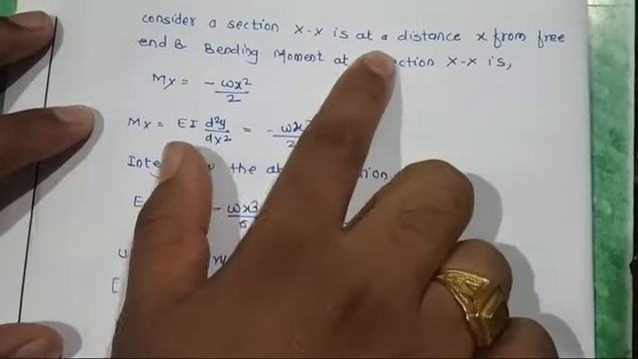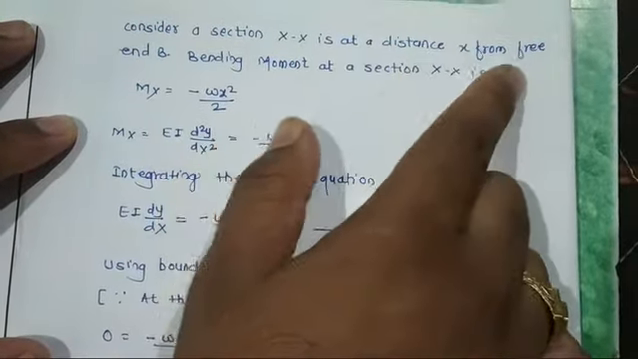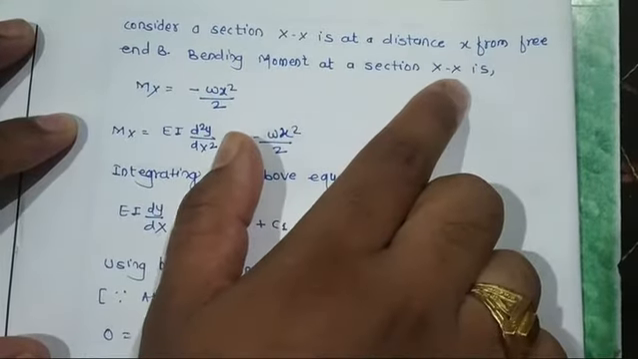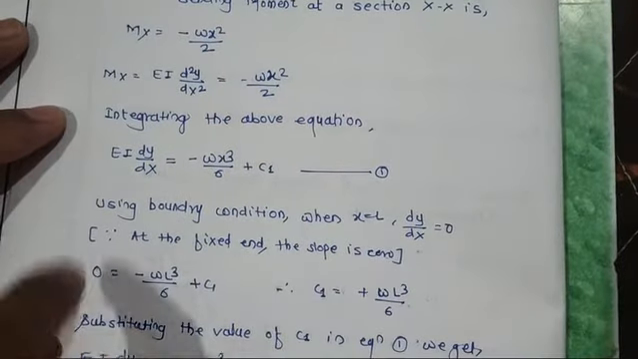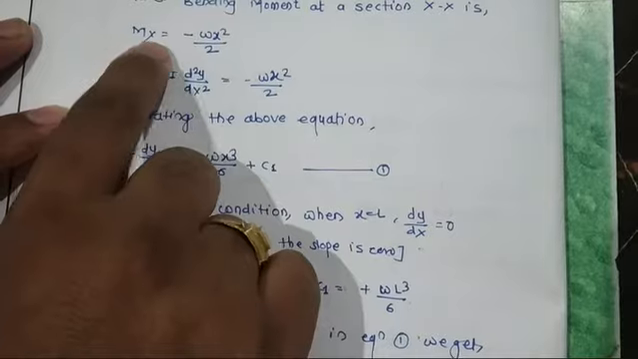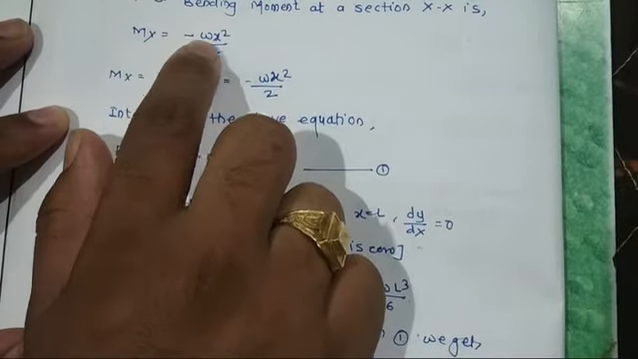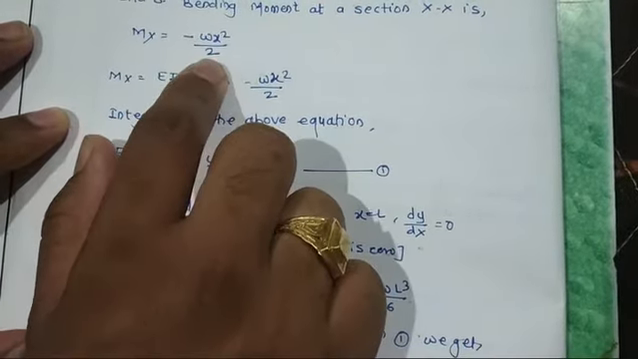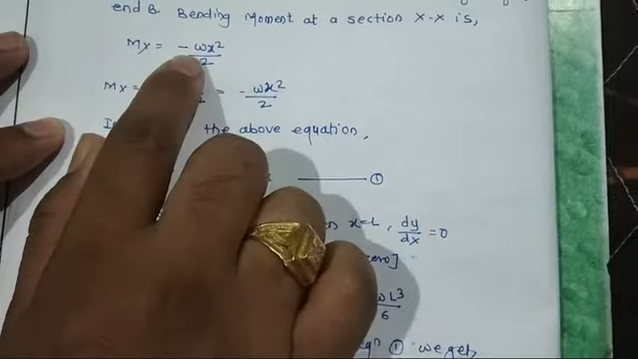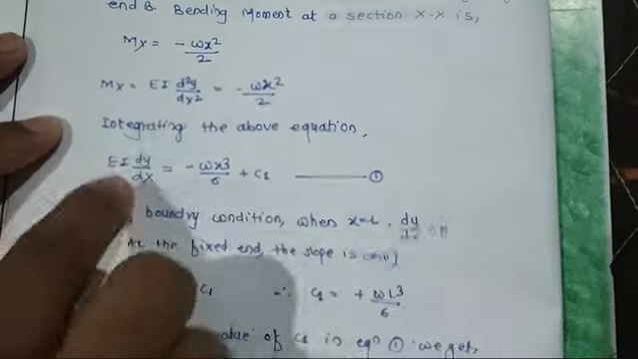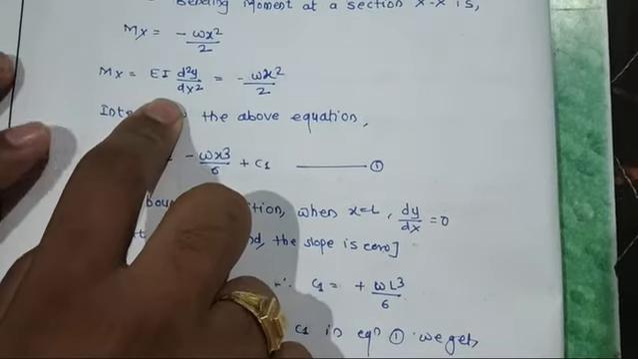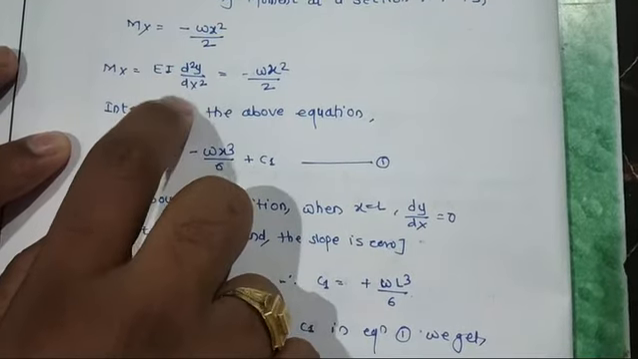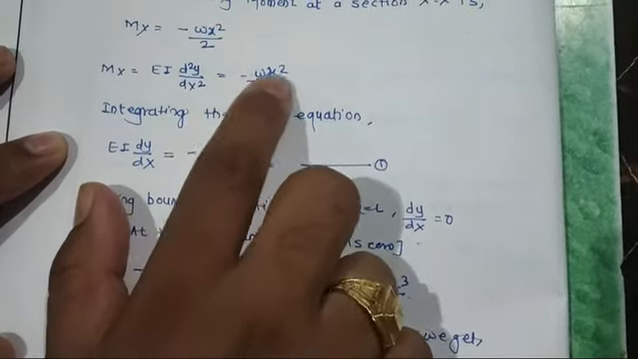Consider a section XX at a distance x from the free end. We are going to take the bending moment at section XX. Therefore M at x is equal to minus W into x squared divided by 2. That means minus W into x, which is the force, into x by 2, which is the distance. Therefore, the bending moment is written as EI d squared y by dx squared equal to minus W x squared divided by 2.